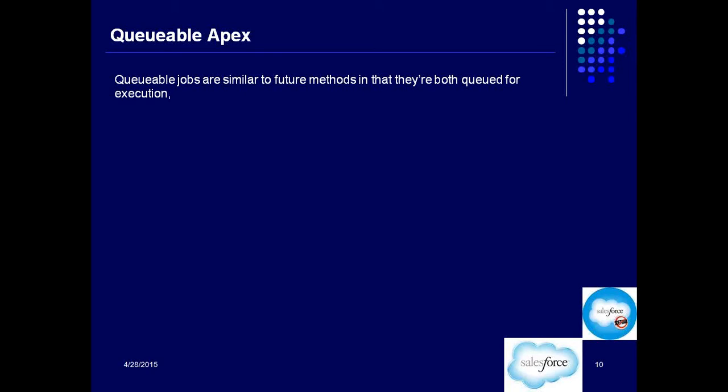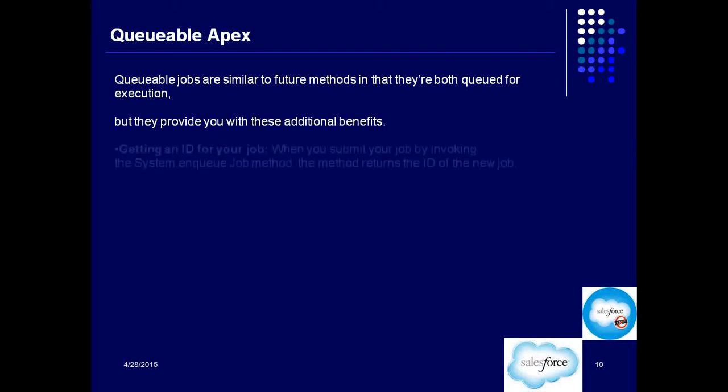That's the similarity. Difference number one is definitely that a future method is particularly for a method, and queuable Apex is for a class. Now, what is the other difference? They provide you with these additional benefits. So queuable Apex has a few additional benefits. Though both of them get queued, there are a few additional benefits for the queuable Apex. What are these additional benefits?